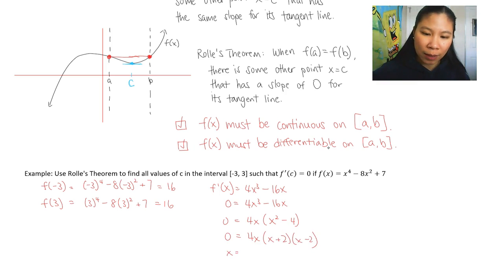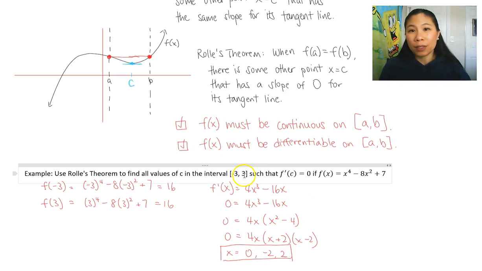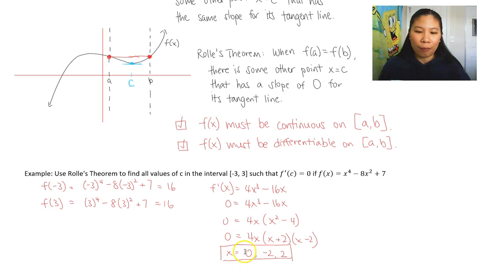Which means I'm going to end up with solutions of 0, -2, and 2 when I set each of my parentheses equal to 0. Okay, so that means all three of these values count as values of c, because all three are in the interval from -3 to 3, so all of them work. And all three of these values, if I were to plug them into the derivative, would give me a derivative equal to 0. So those are my values of c.